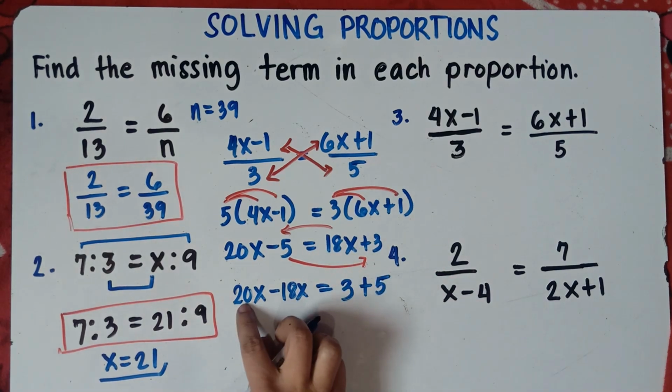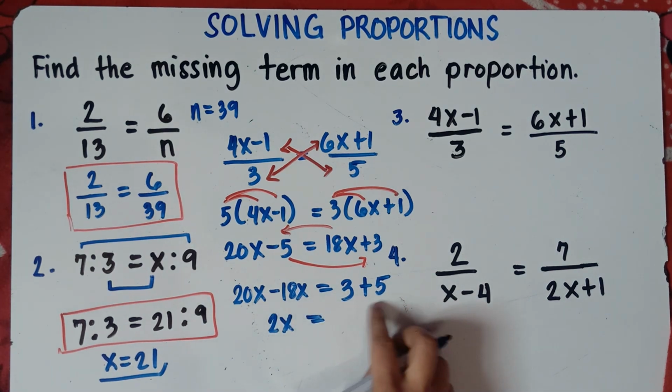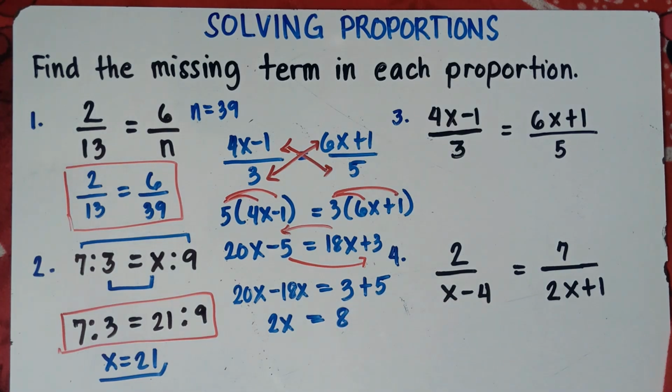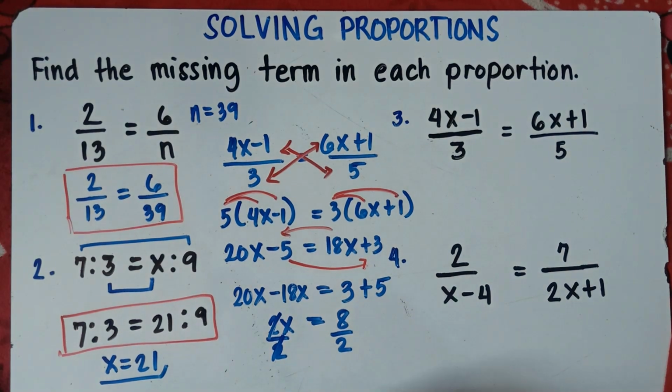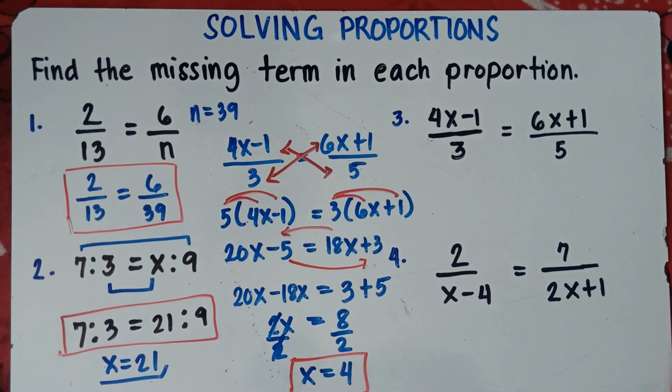So this will be 20x minus 18x, that is 2x, equals 3 plus 5, that is 8. And to get the value of x, you divide both sides by 2. Divide by 2, so cancel this out. Therefore, our x is equal to, what's the answer, class? 8 divided by 2. That's correct. X is equal to 4. Alright, so that's the value of x.